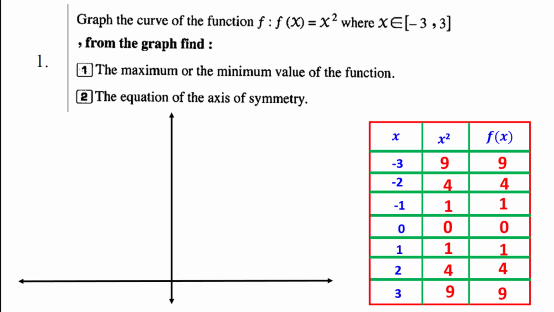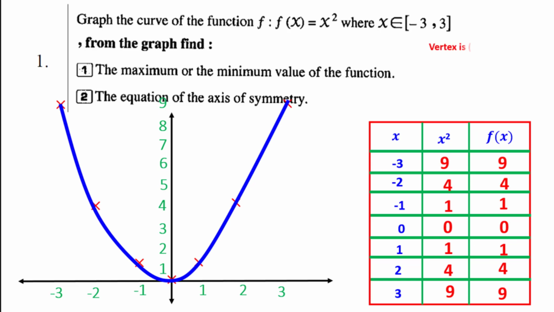Now draw the coordinates. We have here the x-axis and y-axis. The first ordered pair is negative 3 and 9, so plot it on the coordinates. The second is negative 2 and 4. Next, negative 1 and 1, 0 and 0, 1 comma 1, 2 comma 4, 3 comma 9. Now we can draw the curve. We can deduce that the vertex is the origin point 0 comma 0. The minimum value is at y equals 0, and the equation of the axis of symmetry is x equals 0, and this equation is the equation of the y-axis.